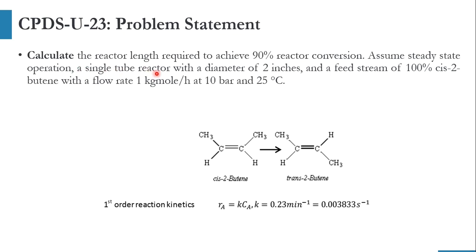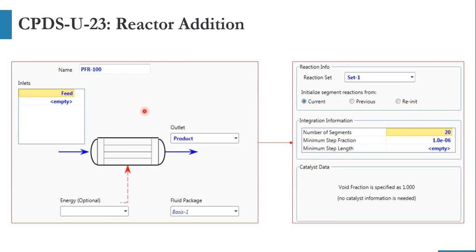Assume steady state, a single tube reactor with a diameter of 2 inches, and a feed stream of 100% cis-2-butene with a flow rate of 1 kg mole per hour, 10 bar and 25 degrees centigrade. So the previous procedure will remain the same. The feed is added, only one outlet which is the product, and the reaction set is added. The void fraction is 1, which means that no catalyst information is needed, and obviously no catalyst is involved, because if there were, we would be specifying heterogeneous catalytic, but we are not specifying it.